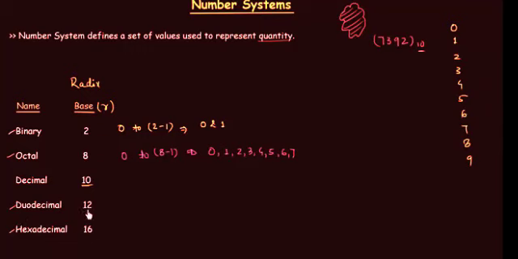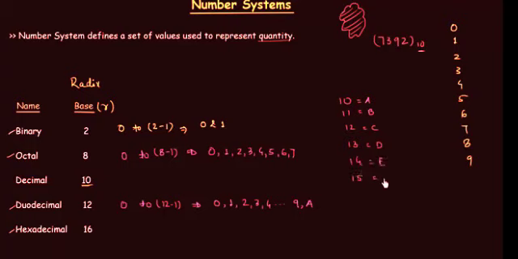For duodecimal, the base is 12, so we have 0 to 12 minus 1, and this will give us 0, 1, 2, 3, 4, all the way to 9. And then we have A. We represent 10 as A, 11 as B, 12 as C, 13 as D, 14 as E, and 15 as F. So 10 is A, 11 is B, and we only have 12 distinct digits from 0 to 11. So we will have 0 to B in the duodecimal number system.